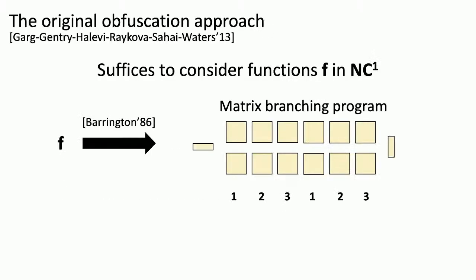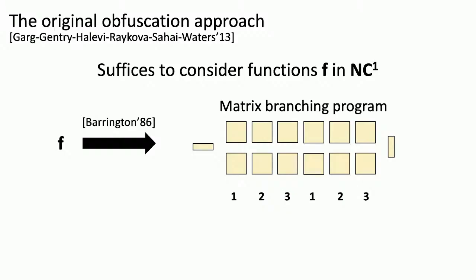Okay, so let's recap the original obfuscation approach, which works something like the following. First, we're just going to consider NC1 functions. It turns out that this is enough. We can bootstrap these to obfuscate. If we can obfuscate NC1, we can obfuscate everything. And the first step is to use this classic theorem due to Barrington that says you can take any NC1 computation and write it as what's called a branching program.